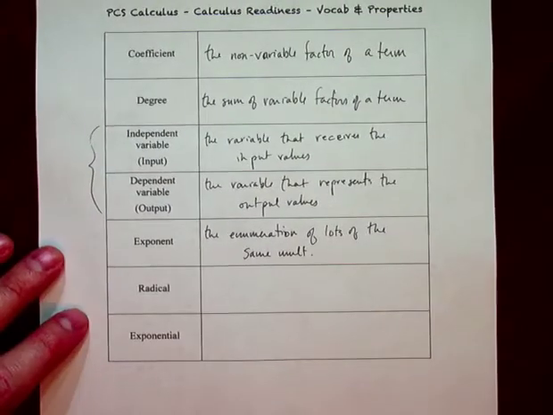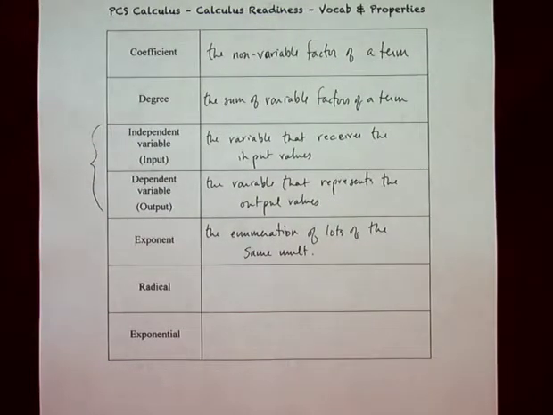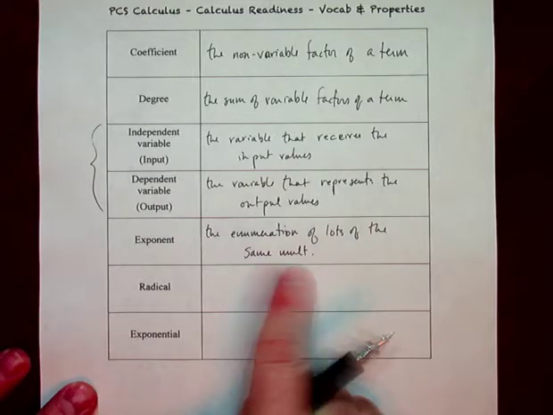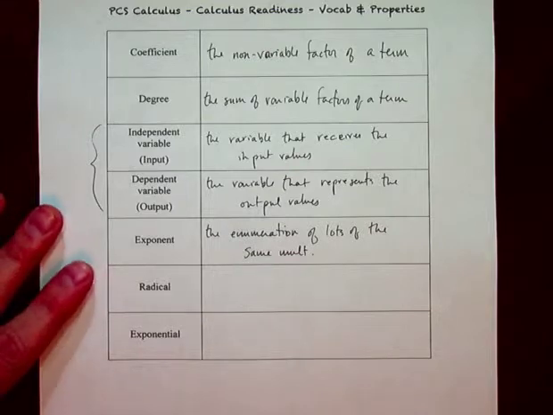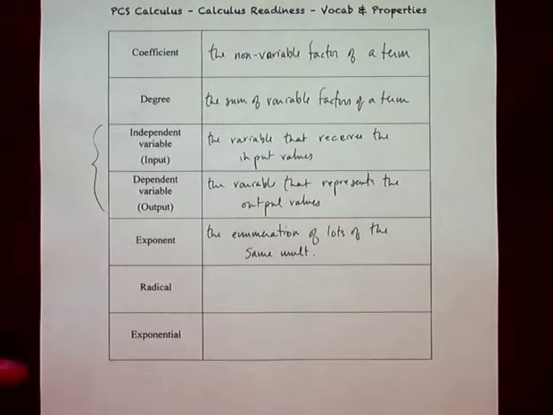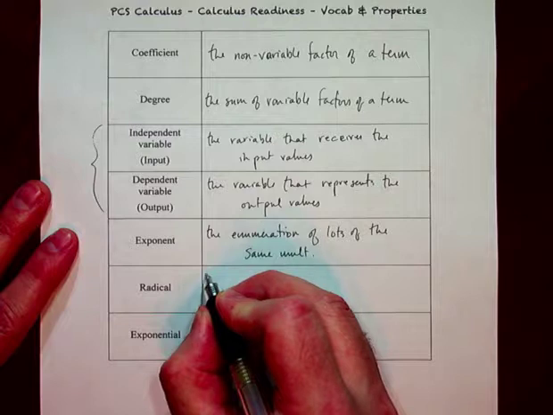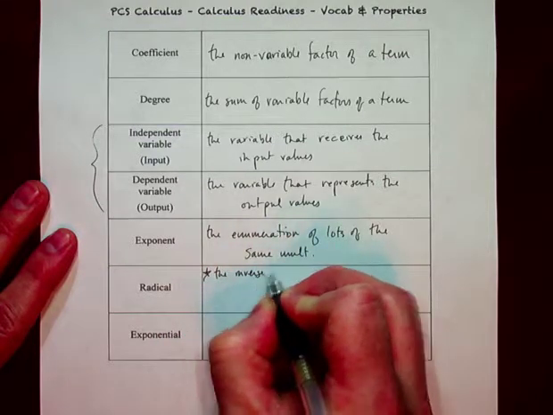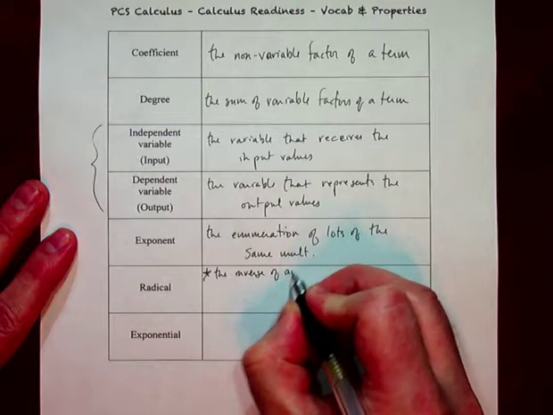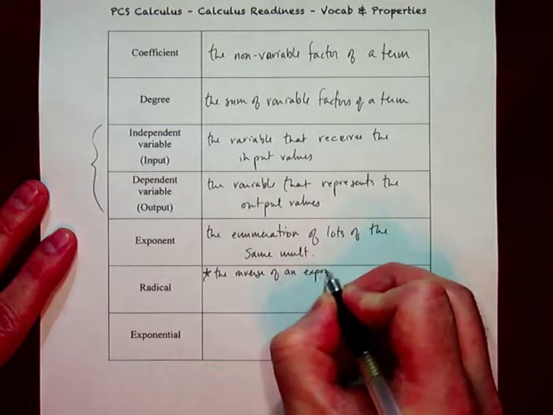So if you have 2 cubed, 3 being the exponent tells you how many times you do the same multiplication. You multiply 2 by itself, okay? A radical is obviously the inverse. Okay, so first of all, this is the inverse of an exponent.